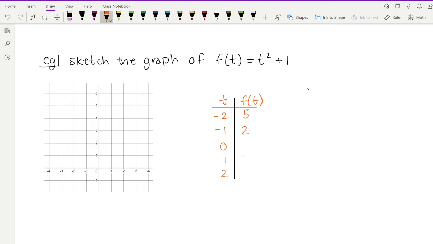If you plug in 0, 0 squared plus 1 gives you 1. Plug in 1, 1 squared plus 1 gives you 2. Plug in 2, 2 squared plus 1 gives you 5. And so then how would you turn this table into your graph?